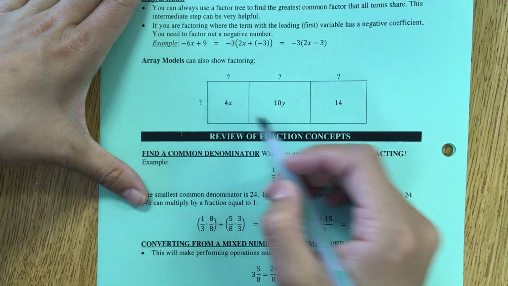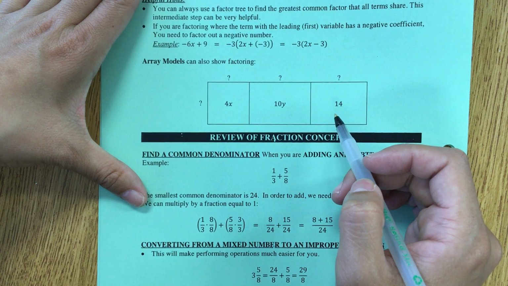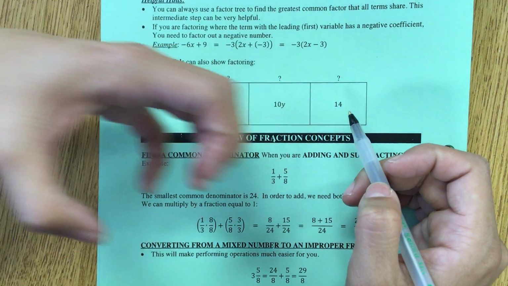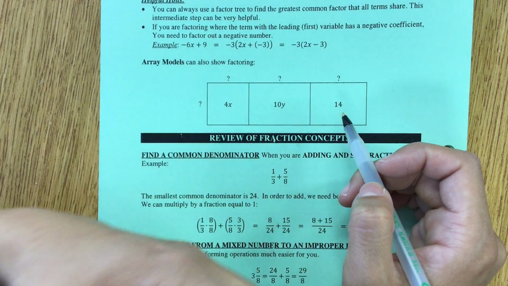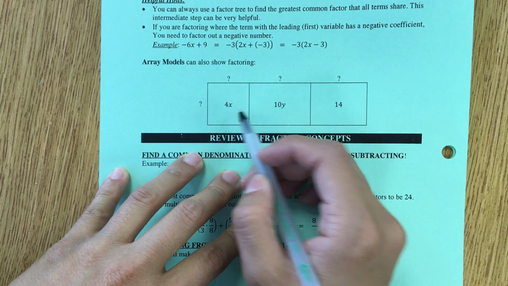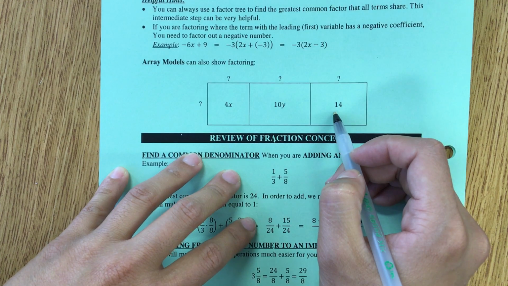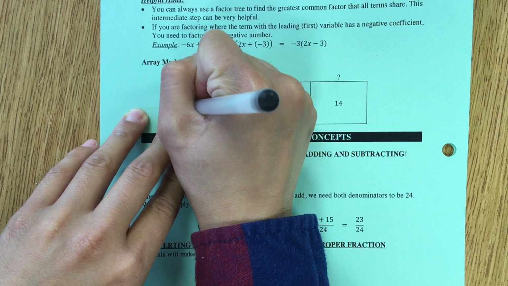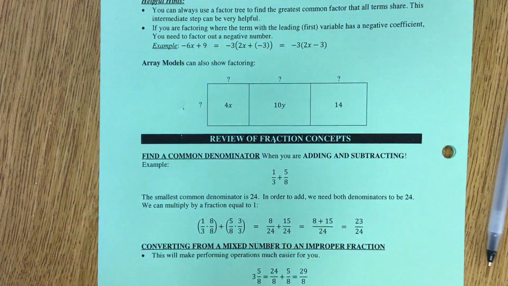So really quick, you will have an expression. You need to find the greatest common factor between those numbers so that you can take it out and then divide it by everything inside. So right now, if I have 4x plus 10y plus 14, my greatest common factor between these three numbers would be the number 2.